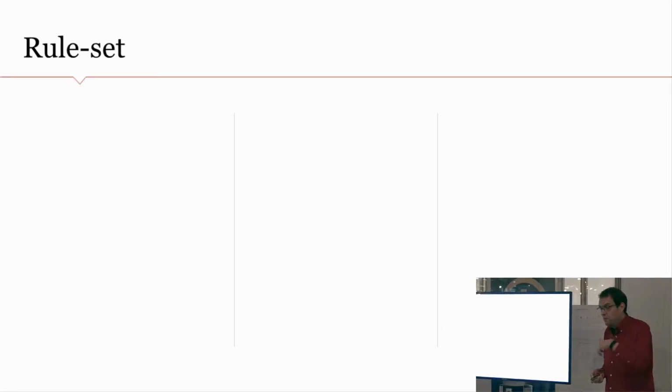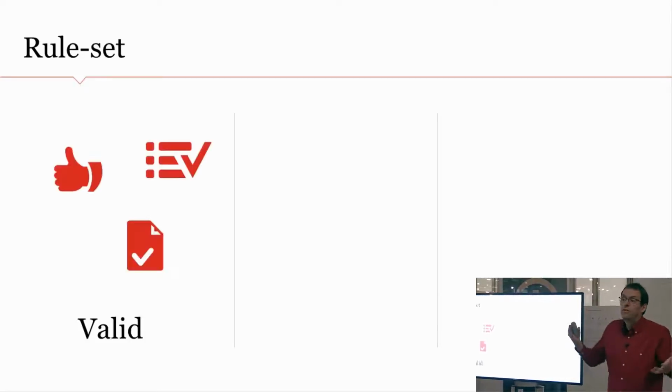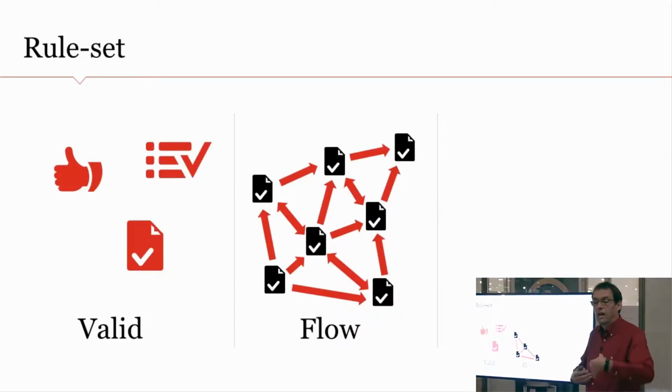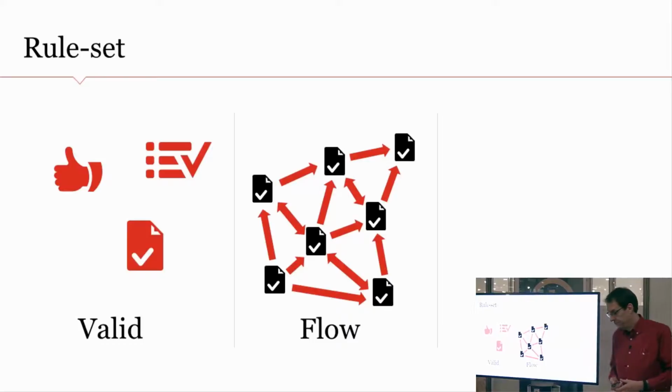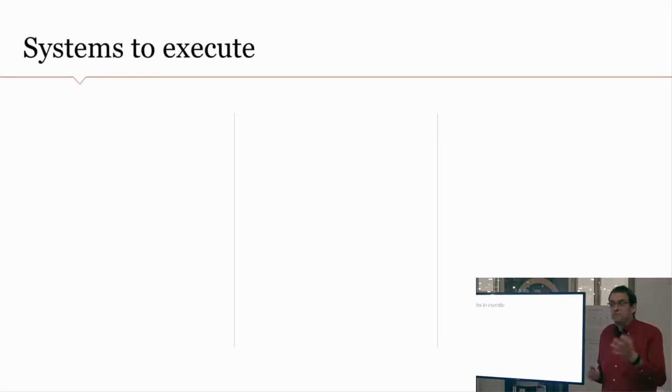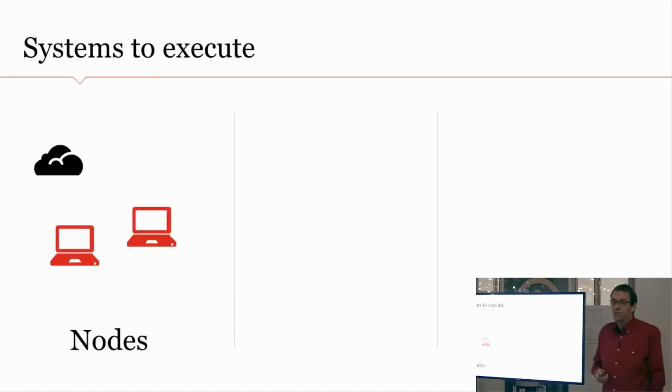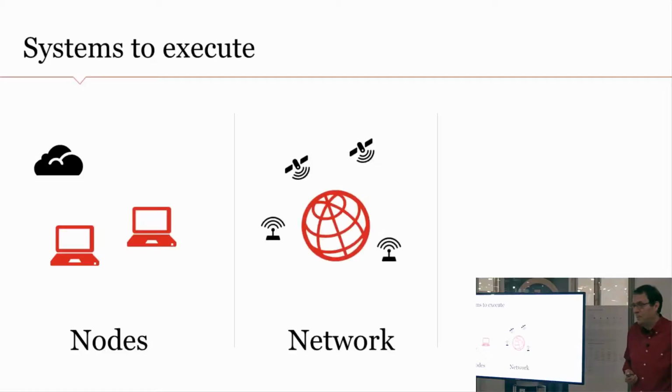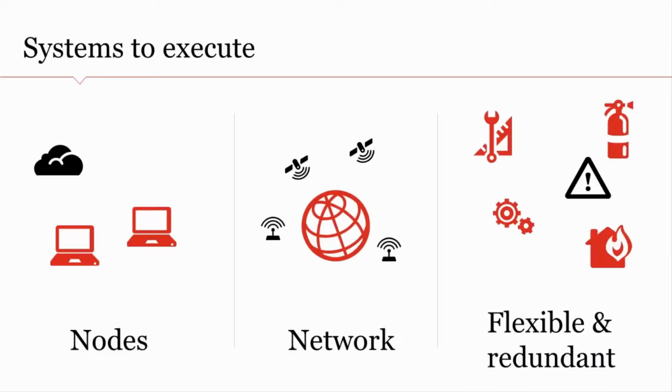So for the rule set, it's used to check whether updates to the blockchain are valid and to guide how the information flows. And also how we link to the past. The systems to execute, that's practically the only technological part of the whole thing. So these are nodes, servers, computers somewhere, a network, a good network usually. And by design, this is set up to be flexible and redundant.